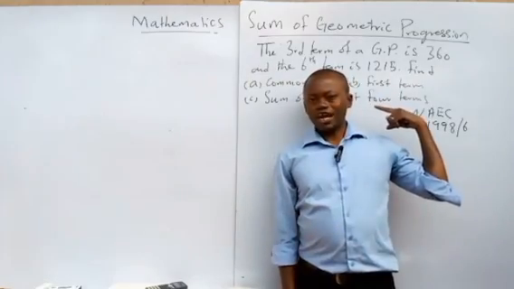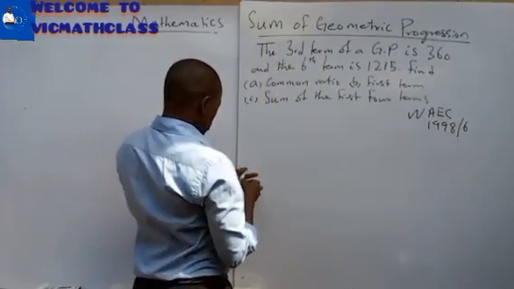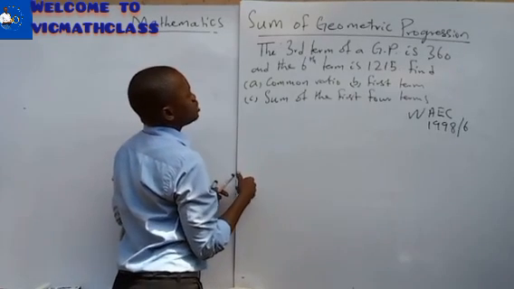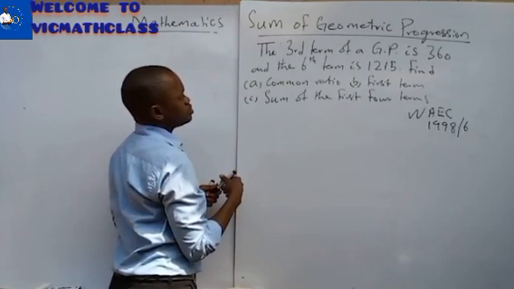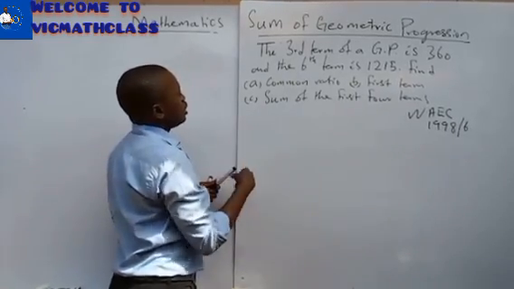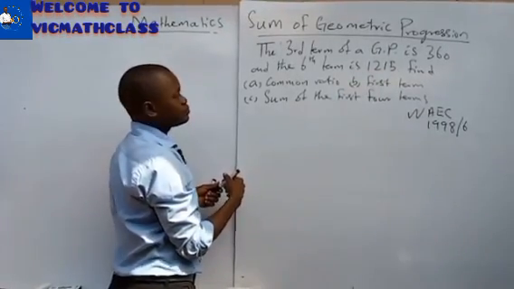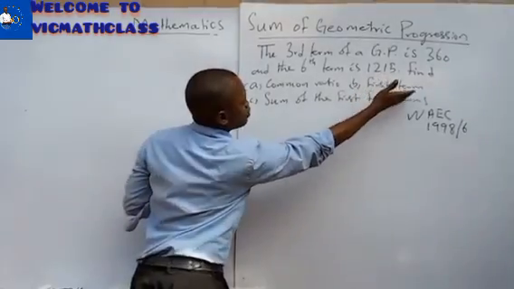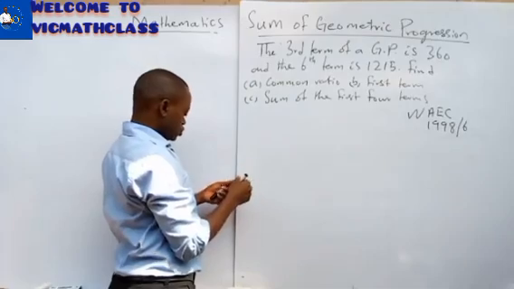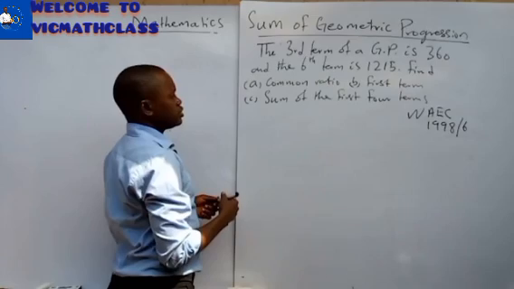This question that is on the board, I got it from WAEC question 1998, question 6. So the question says, quickly, the third term of a geometric progression is 360, and the sixth term is 1215. Find the common ratio, the first term, and the sum of the first four terms. So this is what we are going to do right away, as quickly as possible.